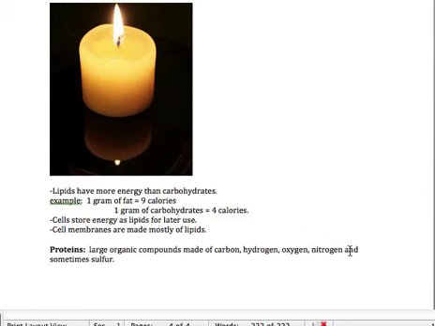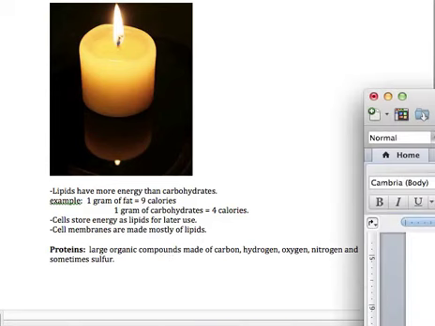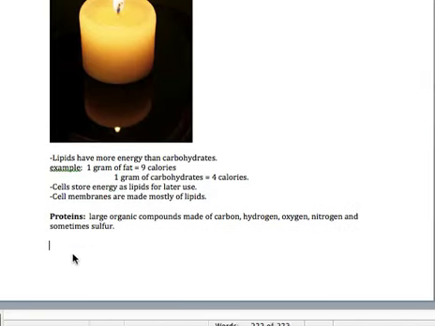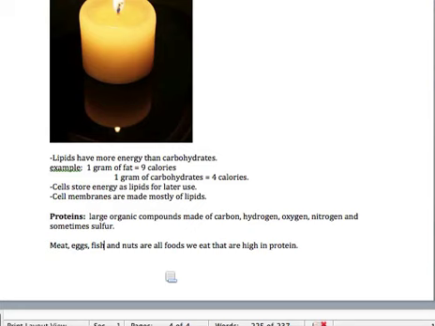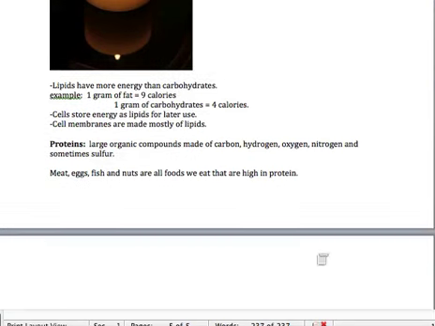But most importantly, we're going to be looking at this nitrogen here, because not all proteins contain sulfur. Now, let's talk about some examples of proteins. Some examples of proteins, things that maybe you eat, are meat, eggs, fish, and nuts. These are all foods that we eat, I guess unless you're a vegetarian, that are high in protein.